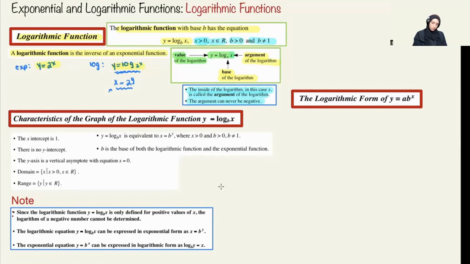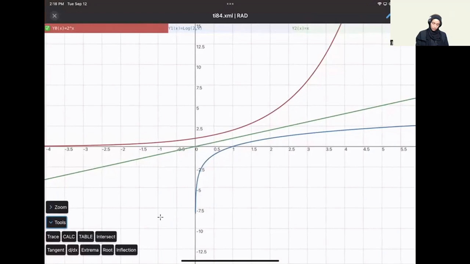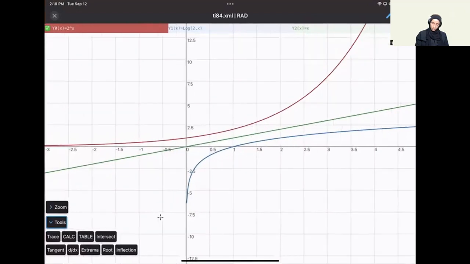Okay? All right, so let's talk about some characteristics of the logarithmic function. Now, why is it important that we look at these characteristics? Because whenever you're working with a function, you need to be able to understand key information about it. So the characteristics of the graph of the logarithmic function y is equal to log base b of x. We kind of saw how it looks over here, right? So this blue one is the log base 2 of x, right?